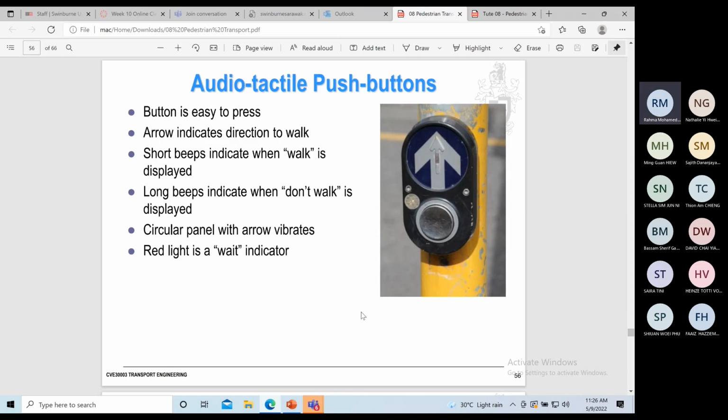Okay, then moving on to another facility for people with disability. This is the audio tactile push button. This is actually for people who can't see because they can't see the traffic lights. So there is some sort of audio that tells them either to walk or don't walk or please wait. Yeah, so that they know when to cross the road.